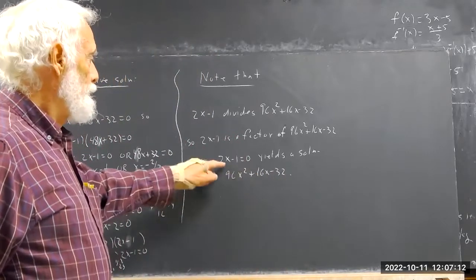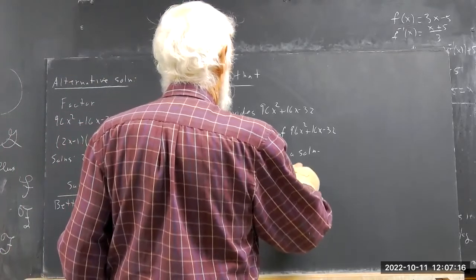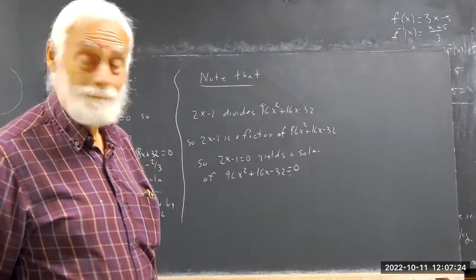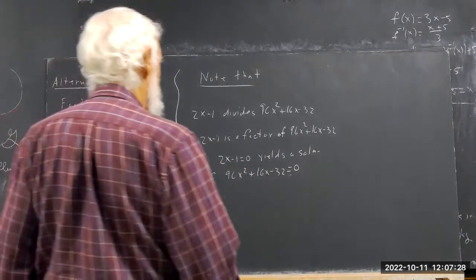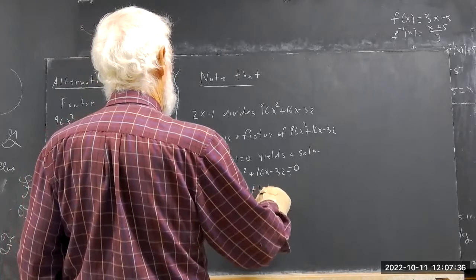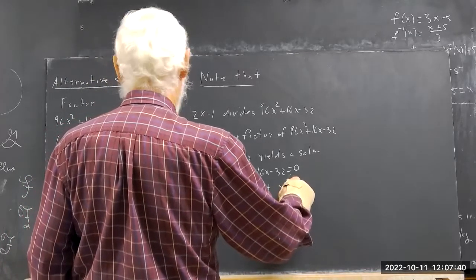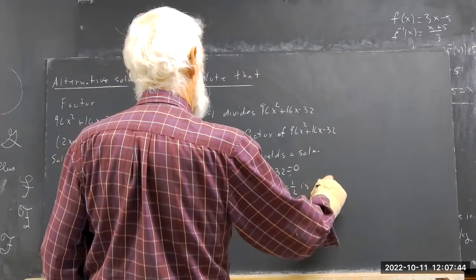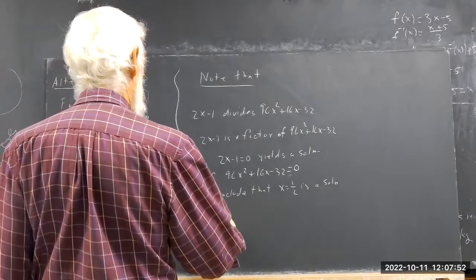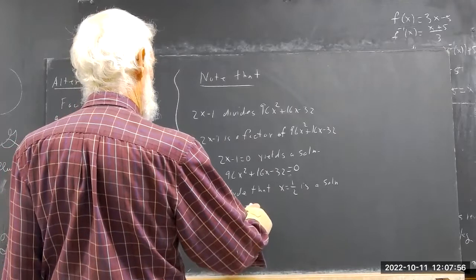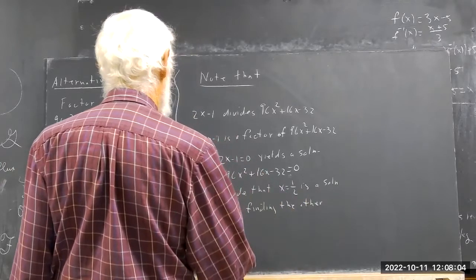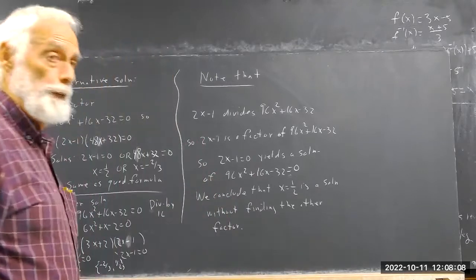2x minus 1 equals 0 yields a solution of this equation, since this can be written as 2x minus 1 times something else. Okay. We conclude that x equals 1/2 is a solution without finding the other factor.